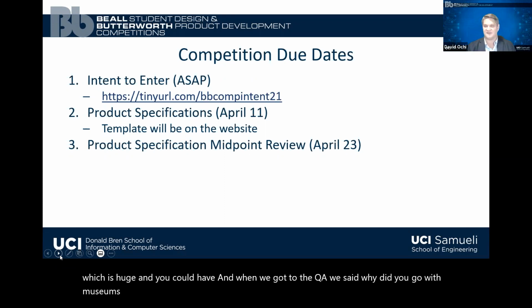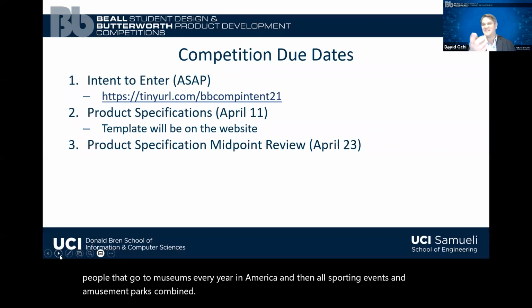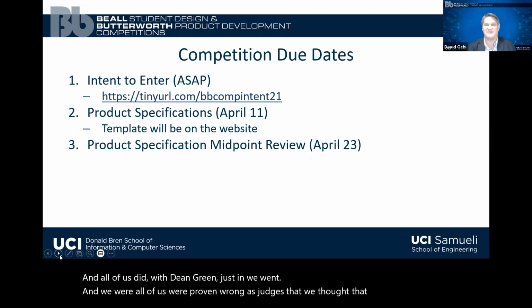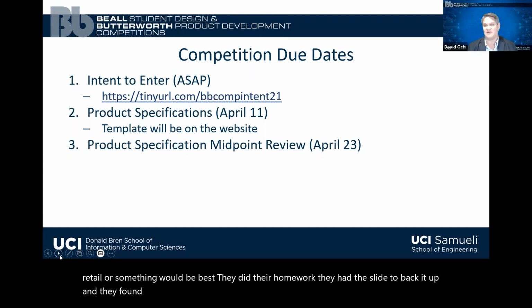And she said, we did what you told us. We did our homework. There are more people that go to museums every year in America than all sporting events and amusement parks combined. And all of us did what Dean Green just did. We went, what? All of us were proven wrong as judges, since we thought that maybe sports or retail or something would be best. They did their homework. They had the slide to back it up, and they found a great niche to go after. And they worked on that project for a couple of years after the competition.